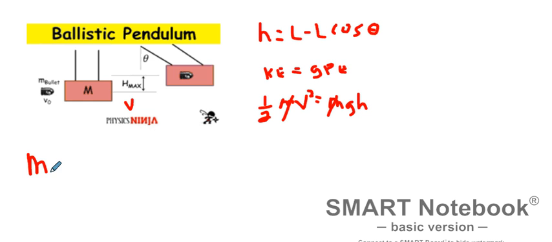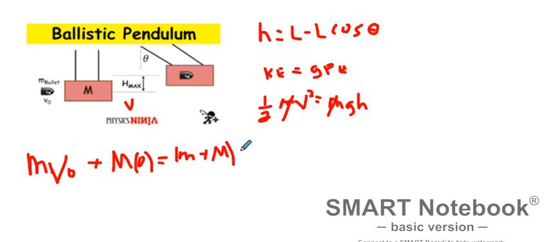I can figure out the velocity of my bullet by doing this. Inelastic collision: little m times v naught plus big M times 0 equals little m plus big M times v. This v is the one you just got. It goes in there, and then you go back and solve for v naught, the velocity of the bullet.